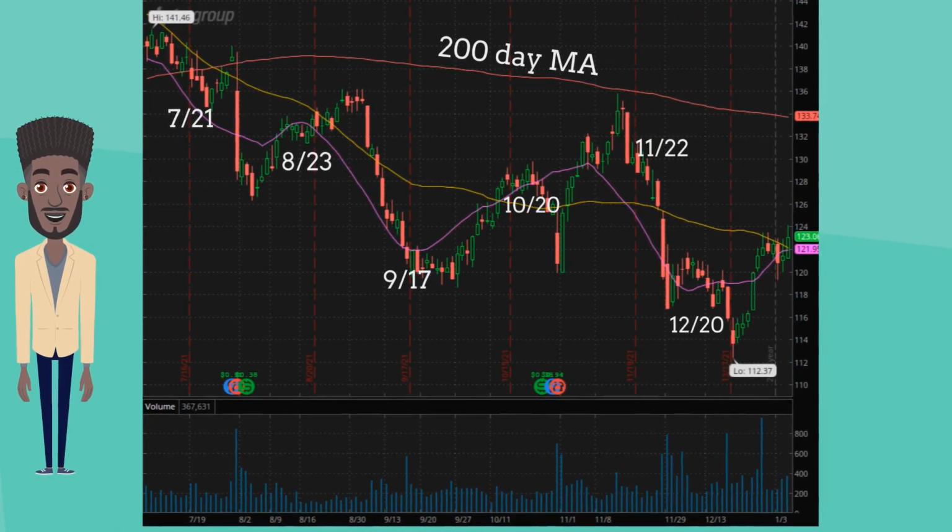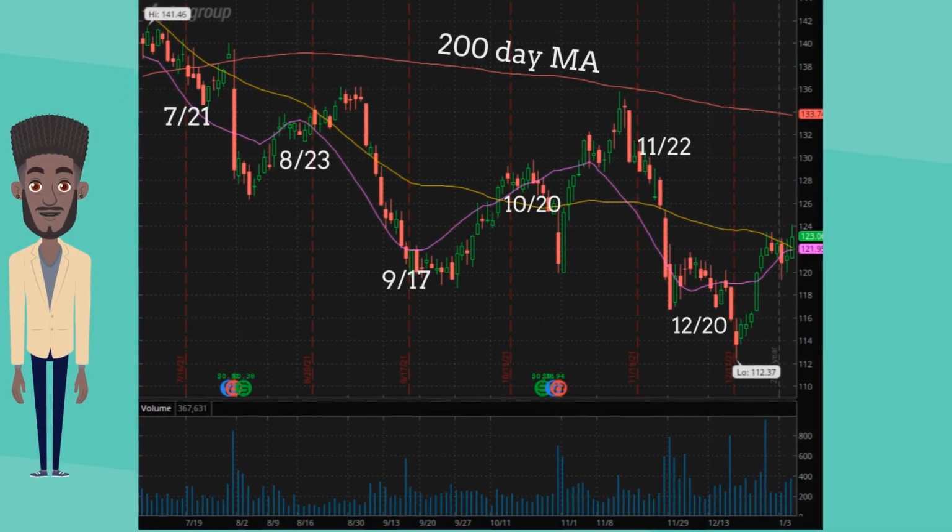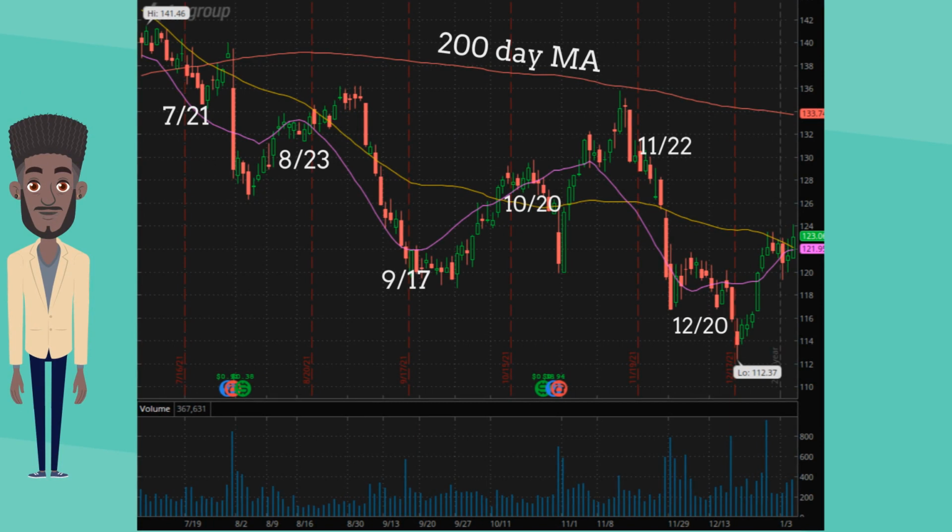To finish up, let's look at this chart here. It has sporadic dates listed as well as a 200-day moving average. Let's say, for example, if you're looking at this chart around 7/21 or July 21st, you notice the stock has dipped below the red 200-day moving average and the yellow 50-day moving average. That would raise red flags on this, and you wouldn't necessarily be fully bullish on it yet.